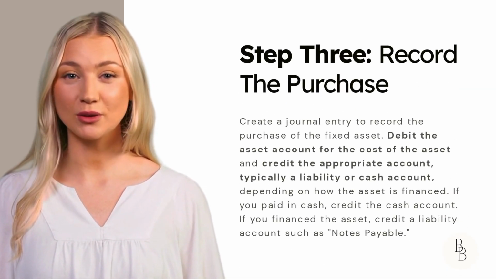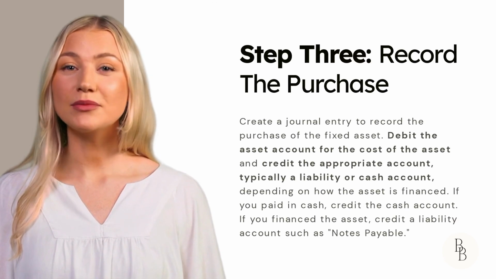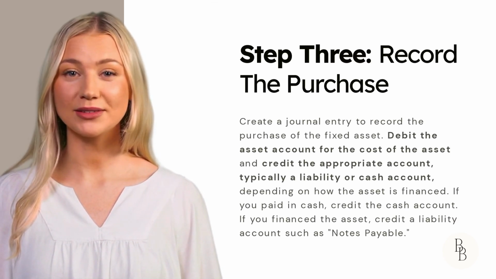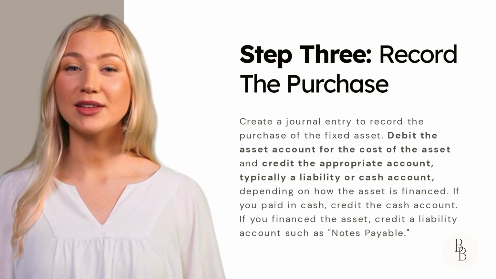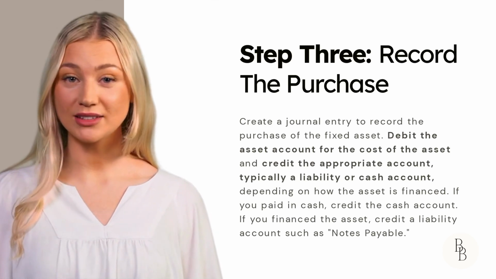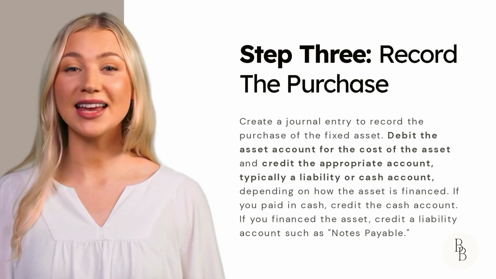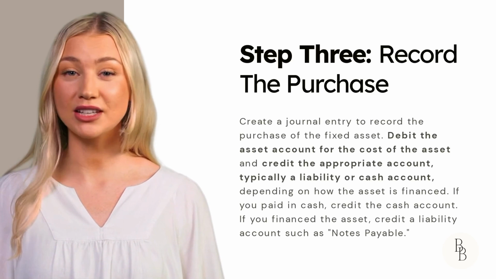Create a journal entry to record the purchase of the fixed asset. Debit the asset account for the cost of the asset and credit the appropriate account, typically a liability or cash account, depending on how the asset is financed. If you paid in cash, credit the cash account. If you finance the asset, credit a liability account, such as notes payable.